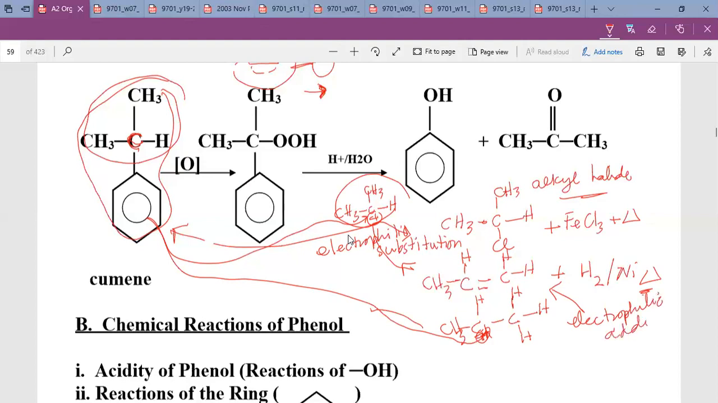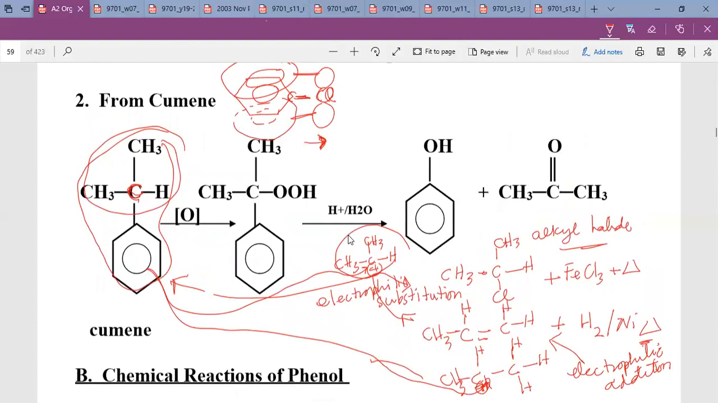Addition. Okay. Now this is, by the way, no rocket science. This one here is a peroxide. Why? Because it's O-O-N-H. Now this one here, when you put water inside and acidify, it will break up.